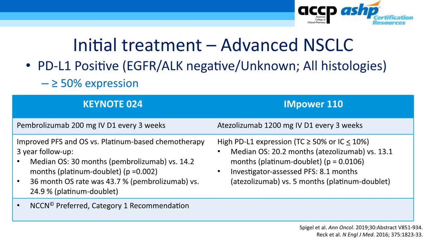Just this past year, we did have EMPOWER 110 published results that demonstrated again utilization of immunotherapy-based single-agent therapy in our high PD-L1 expressing patients to be beneficial. The median overall survival observed in EMPOWER 110 with atezolizumab was 20.2 months compared to 13.1 months with platinum doublet. The progression-free survival based on investigator assessment was 8.1 months compared to 5 months with platinum doublet. Based on these two trials, NCCN lists as a Category 1 preferred recommendation that patients with PD-L1 positive disease of greater than 50% be recommended for single-agent immunotherapy with either pembrolizumab or atezolizumab for treatment in the frontline setting.